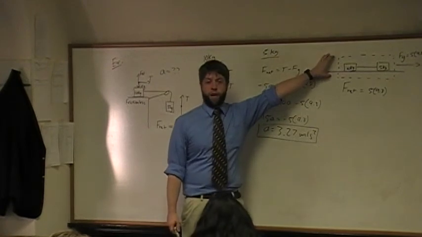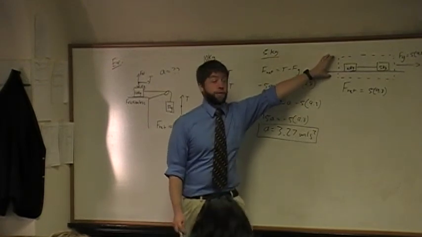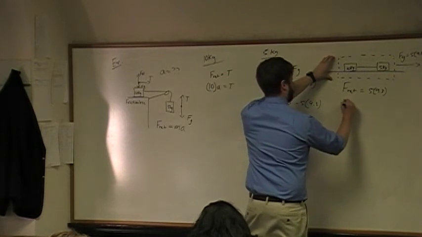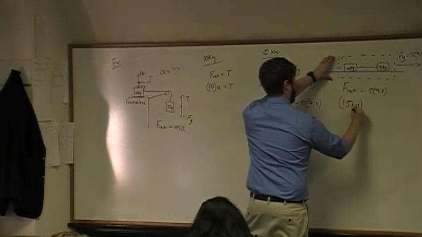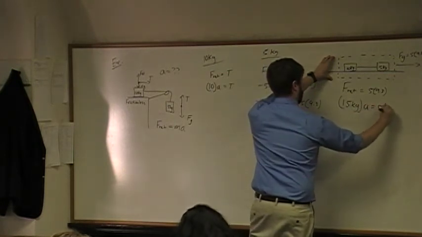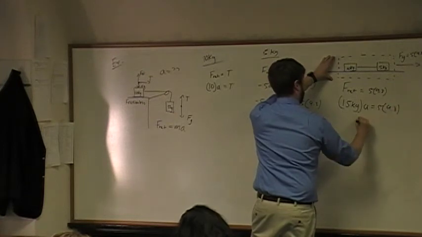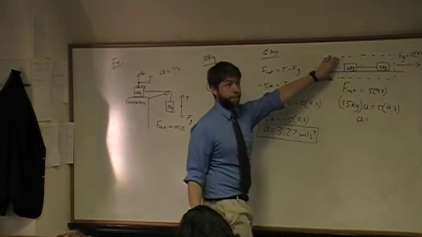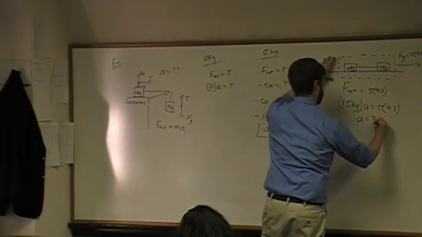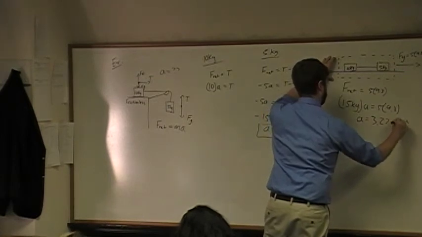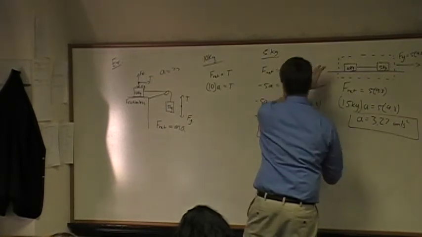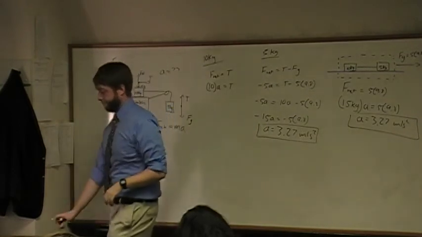How much mass do we have inside the box? 15. So 15 kilograms times the acceleration, 5 times 9.8. What's the acceleration? 3.27. Is everybody okay with that?